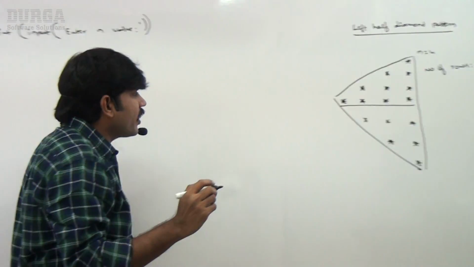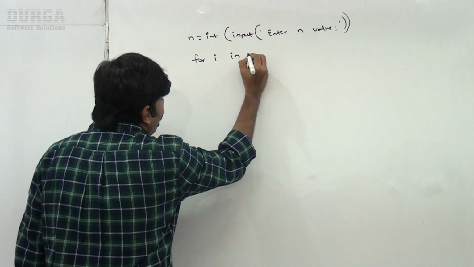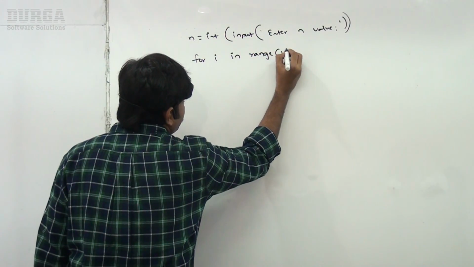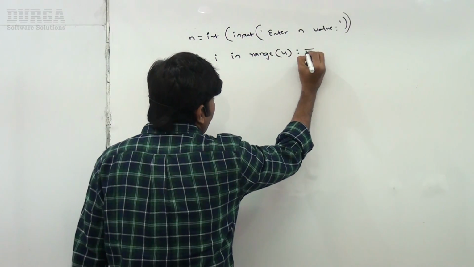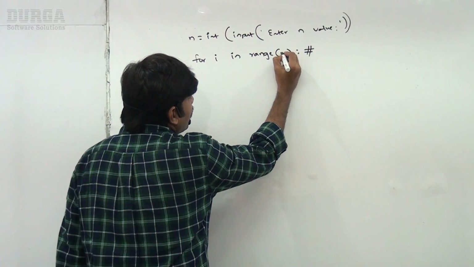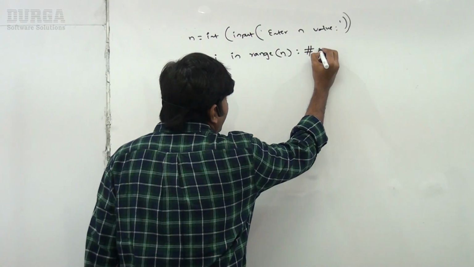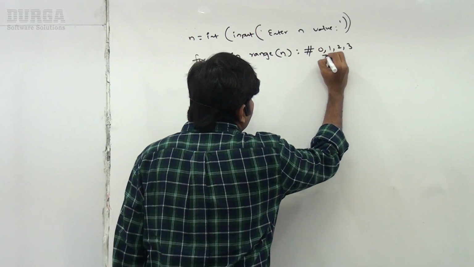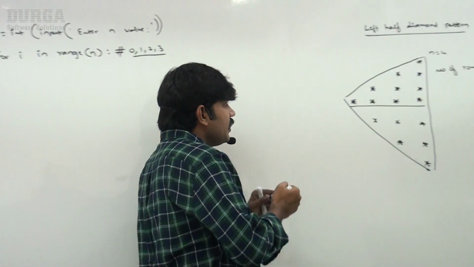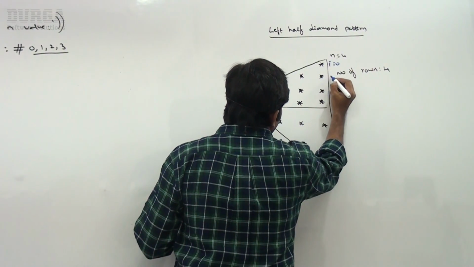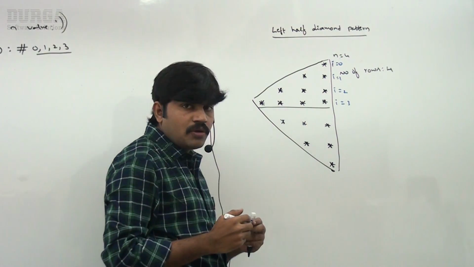Sir, now for i in range of 4, I want to implement the first half. For i in range of n, if the n value is 4, can you please tell what are the i values? The i values are 0, 1, 2, 3. Are you getting? Now observe carefully. i is equal to 0 is the first one, i is equal to 1, i is equal to 2, i is equal to 3, sir. 0, 1, 2, 3.